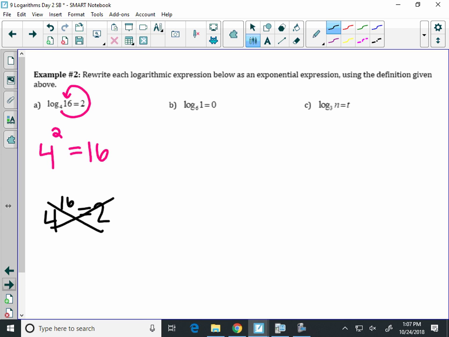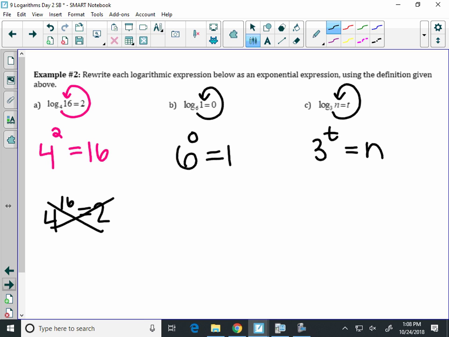Well, what about in B? How would you write this exponential expression right here? What would you write? 6 to the 0 equals 1. Is that a true statement? Yes. All right. How would you do the last one? 3 to the t equals n. Good. Good so far? Does that make a little more sense than just the definition we did yesterday? A little bit. Okay.